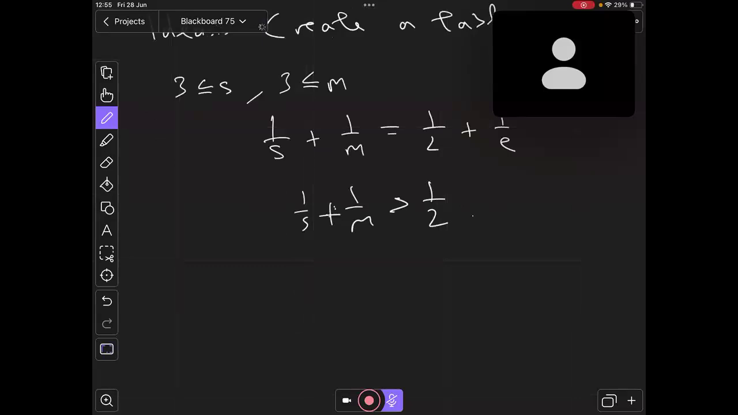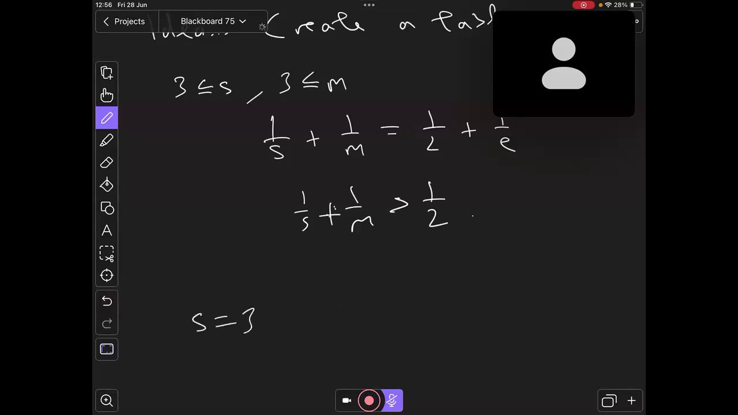Does that make sense? So for example, if you tried S equal to 2, sorry, S equal to 2 is not possible because S has to be bigger than or equal to 3.